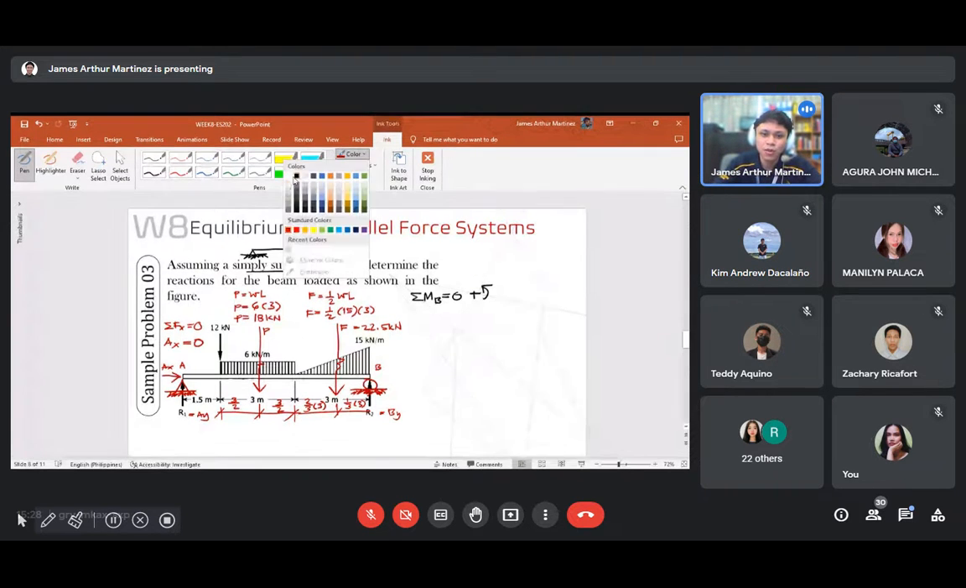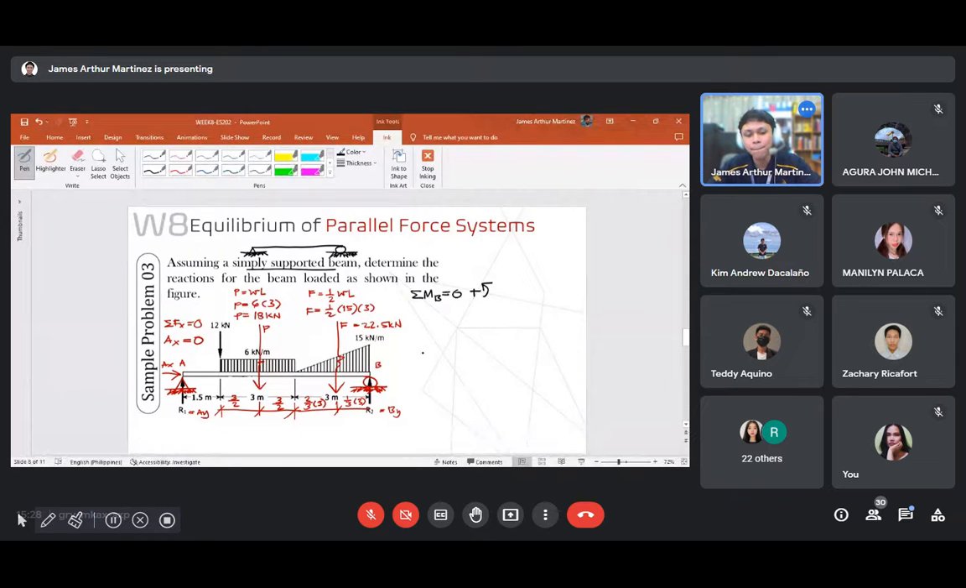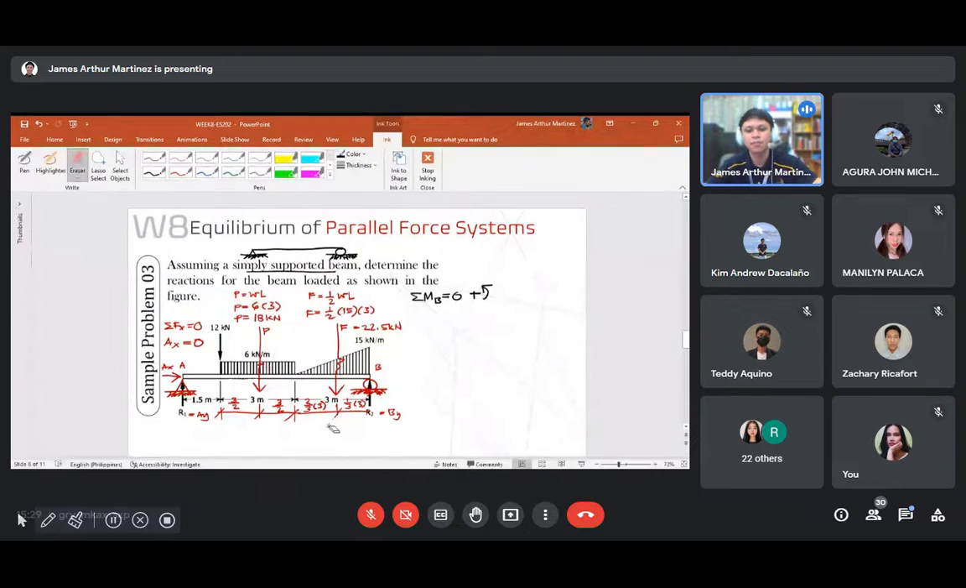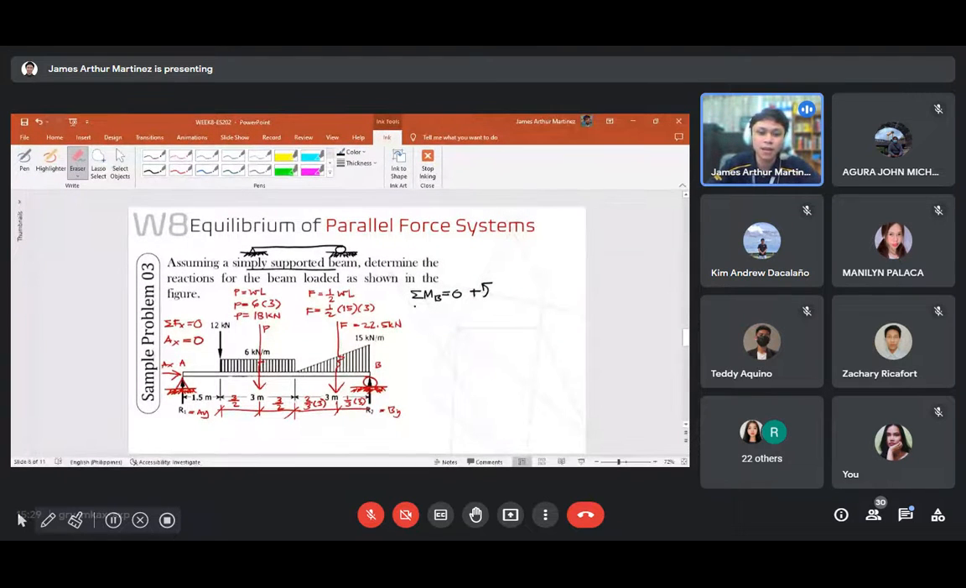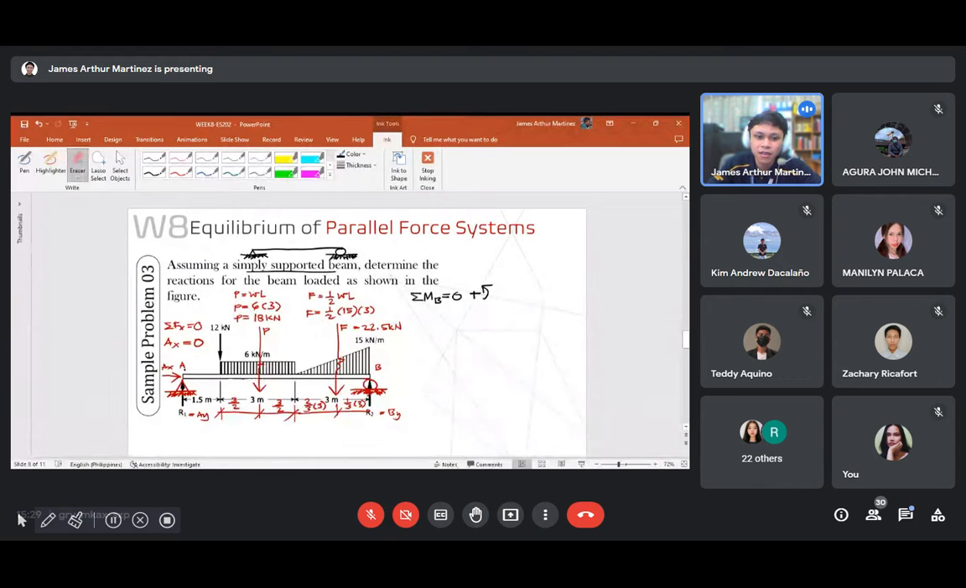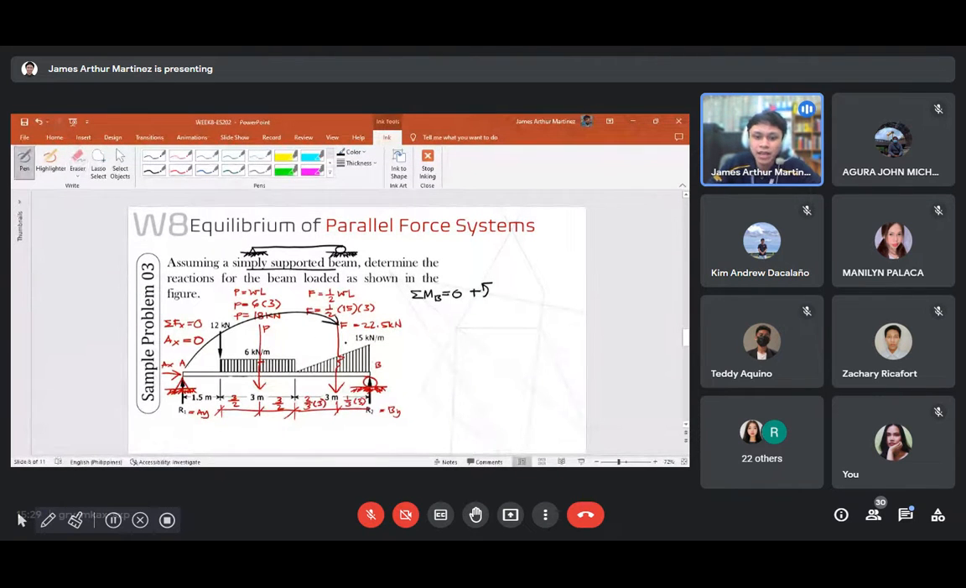So, we are now ready to compute for the moment at B. By taking moment at point B, my style is to start from the farthest force and then move closer and closer, so that everything is covered. Nothing is missed. So, R1 will create what rotation with respect to point B?